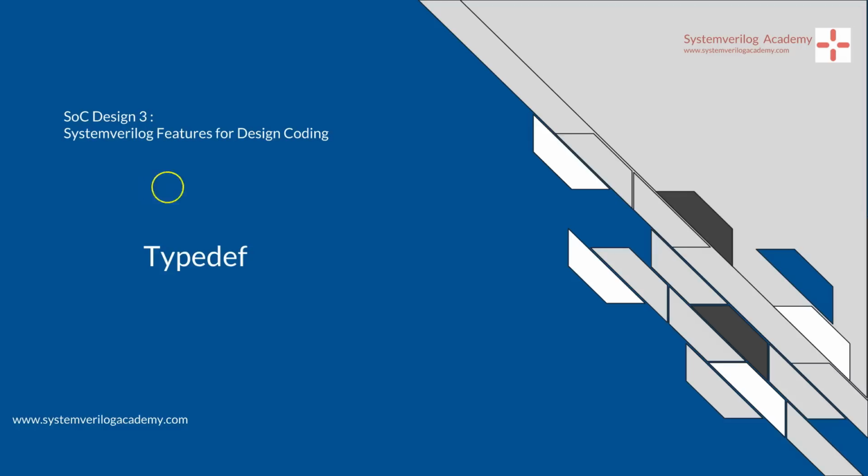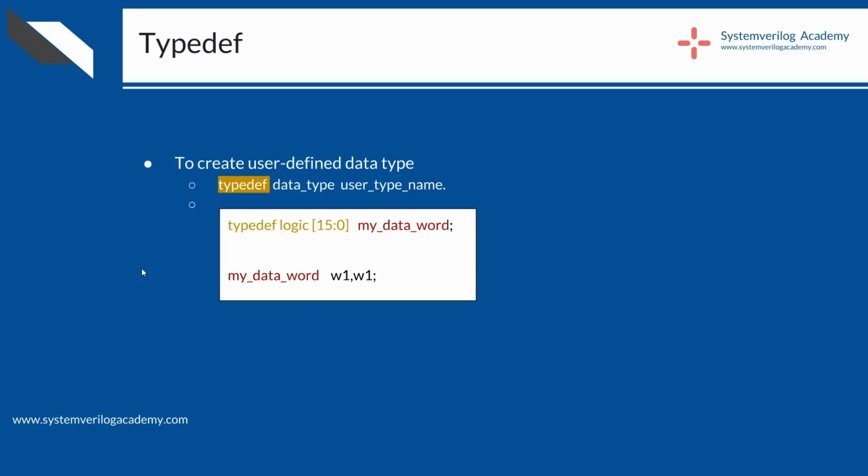Typedef in SystemVerilog. The keyword typedef is used to create user-defined data types which are derived from the standard data types. Its usage is similar to the type definitions in C or C++. User-defined types allow new type definitions to be created from existing types. Once a new type has been defined, variables of the new type can be declared.